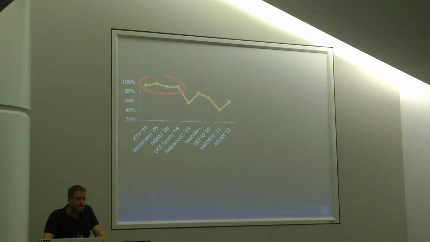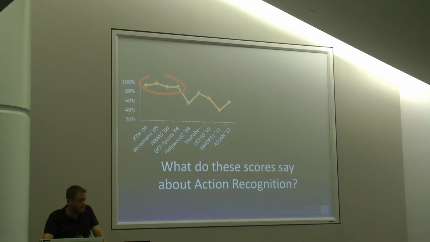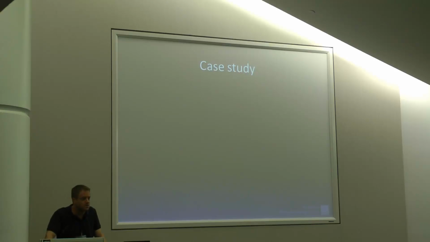So looking back at the old 4 and at the high scores, if people are still using these benchmarks a lot, it's reasonable to ask what these high scores tell us about action recognition. If they're being used a lot, maybe they do say something important about action recognition. To answer that, I ran a case study.